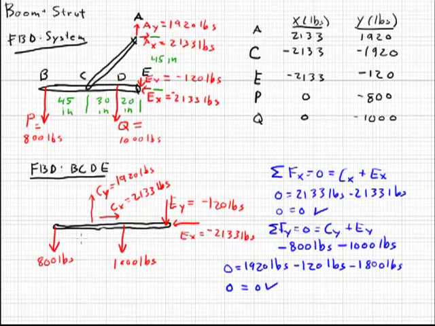To complete the problem, we would find the resultant loads at joints A, C, and E, and not worry about it at P and Q because they're both vertical loads. For that matter, B and D could be argued to be the same as loads P and Q.